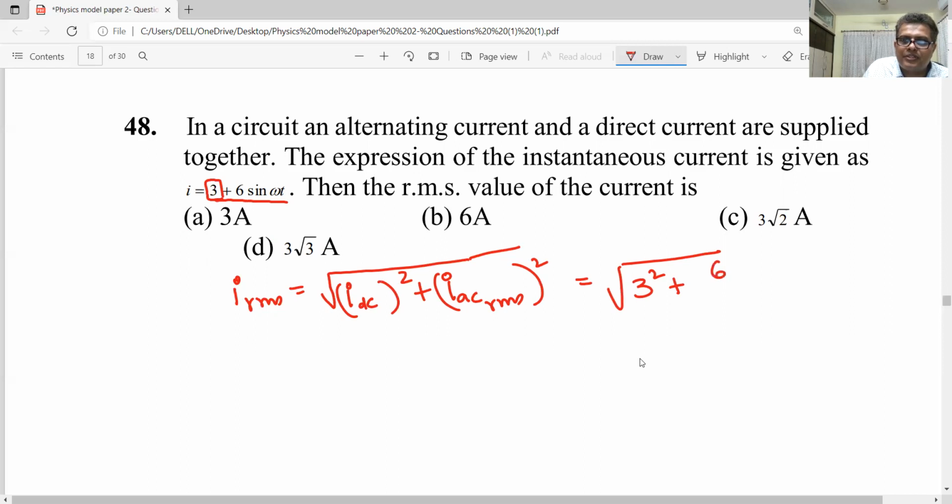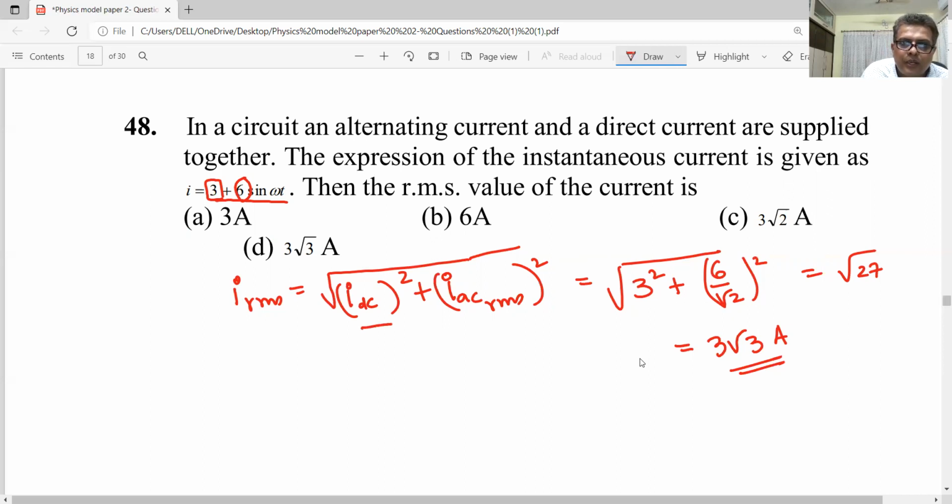I_AC RMS is 6 divided by root 2. Why? Because the peak value is 6, so 6 divided by root 2 we must take, and that too we must square. Right? So you will get the answer as 3 root 3 ampere. How did 3 root 3 come? 6 square is 36 by 2, which is 18. So 3 square plus 18, 9 plus 18 is 27. Root 27 comes, right? Root 27 is 9 into 3, 3 will go out. So 3 root 3 is the right answer.